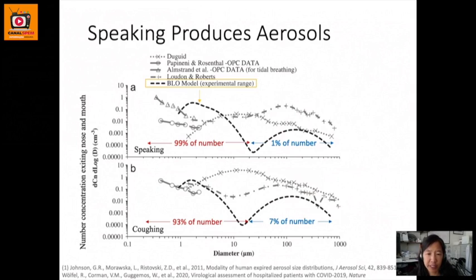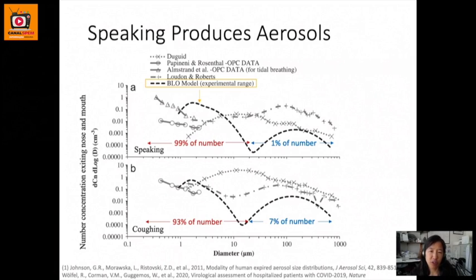Lydia Marasso's group has done a lot of work characterizing the size distribution of aerosols and droplets produced by breathing, talking, and coughing. Here I'm showing some size distributions from speaking and coughing. Note that the scales of both axes are log scale. So their data was used to produce a fit, which is shown by the black dashed line, the BLO model, showing that the distribution is bimodal. It's actually trimodal, but we'll focus on the smaller mode, which is centered around 2 microns, and then there's a larger mode greater than 100 microns.